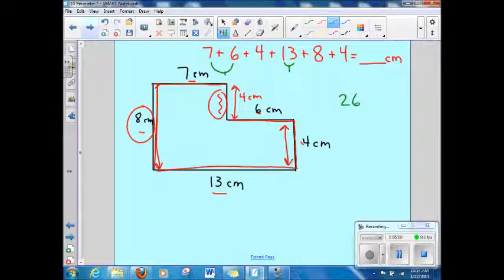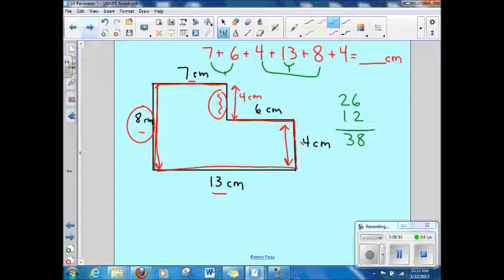Some of you did, didn't you? I'll write 26 over there. And then I have 4 and 8 left, and that's 12. I'll add this together. 6 plus 2 is 8, and 2 and 1 is 3.